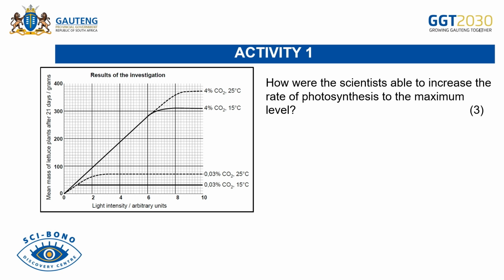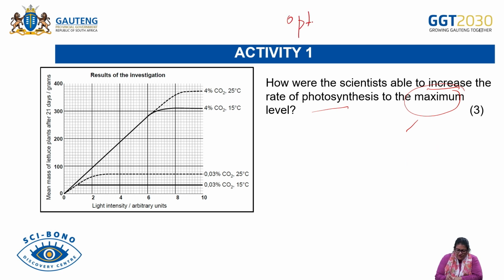I hope you've answered that question, and let us see your answers now. Right, how were the scientists able to increase the rate of photosynthesis to the maximum? What is another name for maximum when we're talking about photosynthesis, or the most suitable? We use the word optimum. Don't forget, learners, we must use the word optimum, okay?